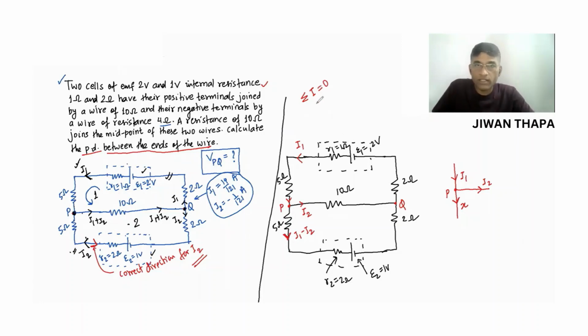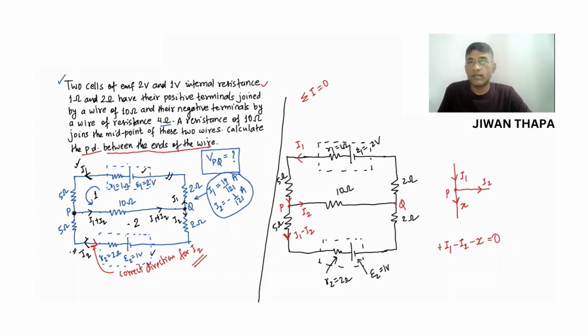So what do you find? Current entering is I1, so I'm writing over here. Entering current is taken as positive by applying sign convention, and current leaving is I2, and this is taken as negative, and current leaving is X, and this is taken as negative, and this whole sum equals 0.